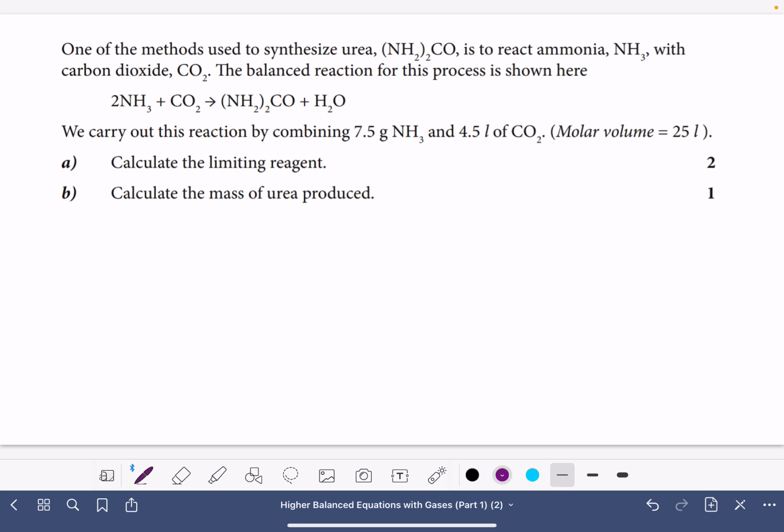Example 3. One of the methods used to synthesize urea is to react ammonia with carbon dioxide. The balanced equation for this process is shown here. We carry out this reaction by combining 7.5 grams of ammonia and 4.5 litres of carbon dioxide, and the molar volume is 25 litres.